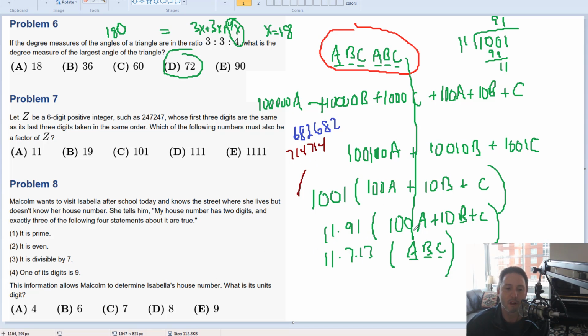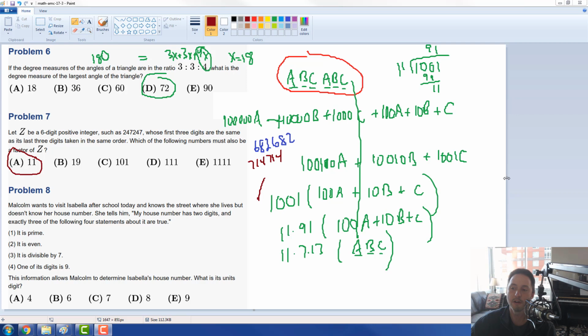So it's always divisible by 11. It's always divisible by 7 and 13. Now, these other numbers here are not necessarily divisible by 7 and 13. Definitely not 101, which is, I believe, prime. And definitely not 19. So our answer is going to be 11. All right, let me just stop right here for a second.